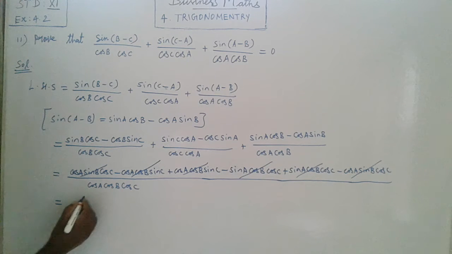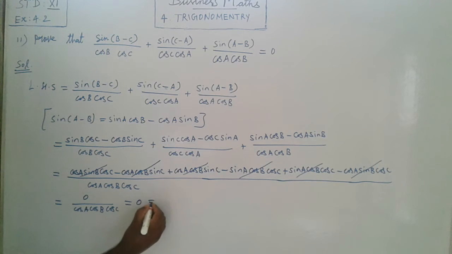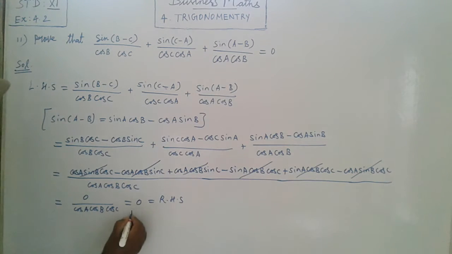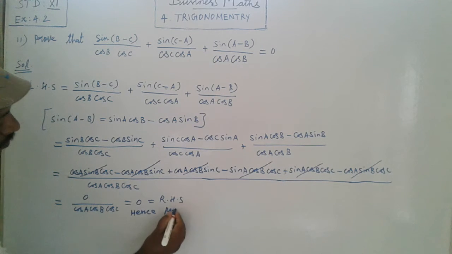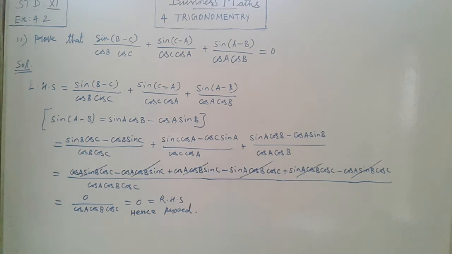So that is equal to 0 divided by cos A cos B cos C. 0 divided by anything is 0, equal to RHS. Hence proved. That's all.